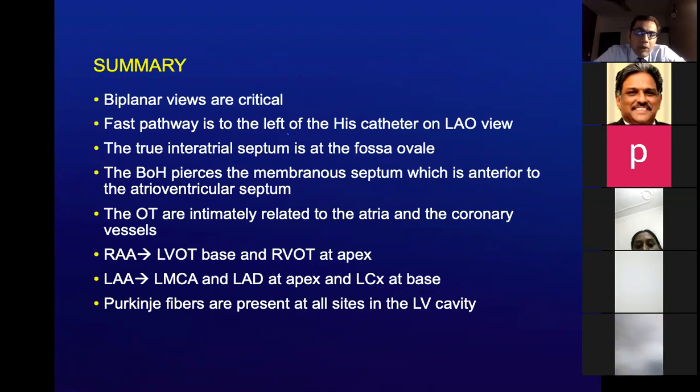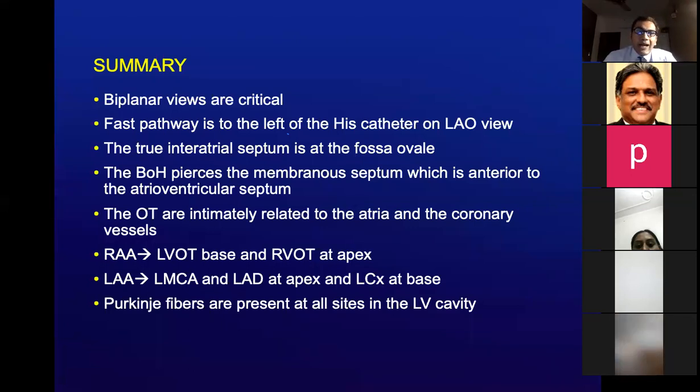You have to think about the oblique views because the heart is towards one side, more towards the left than towards the right. The true interatrial septum is only the fossa ovale. The bundle of His pierces the membranous septum, which is anterior to the atrioventricular septum. We did show you the atrioventricular septum, which is between the right atrium and the left ventricle.